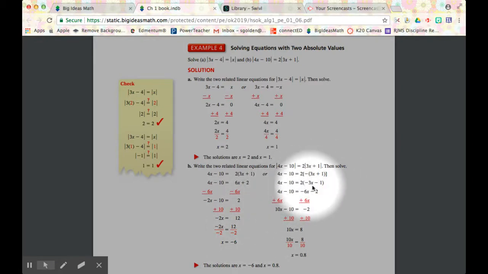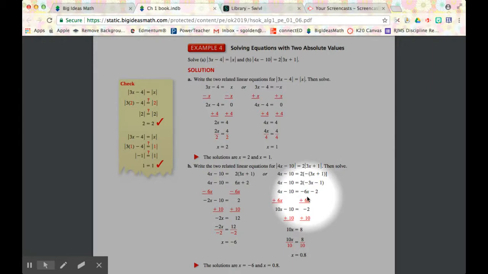Now we come over here to the other problem. So I'm going to start from this row right here where it says 4x minus 10 equals 2 times (-3x minus 1). So we have to distribute this 2 in here. 2 times -3x is -6x. 2 times -1 is -2. So my problem is now 4x minus 10 equals -6x minus 2.